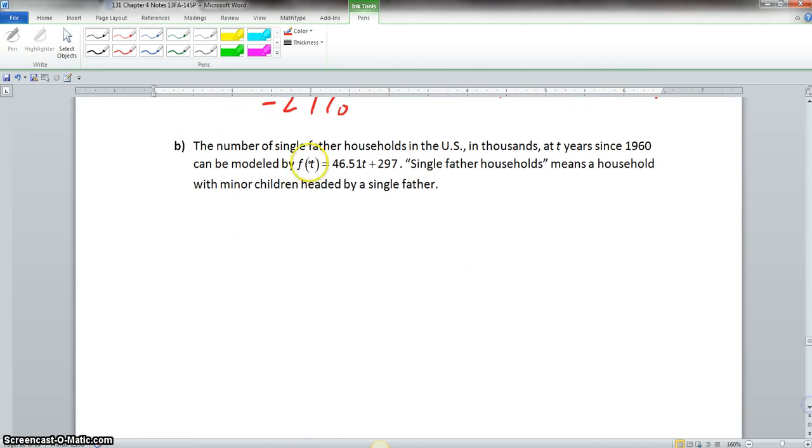It says the number of single father households in the U.S. in thousands at T years since 1960 can be modeled by F of T is equal to 46.51 T plus 297. Single father households means a household with minor children headed by a single father. Now we look here. What type of equation is that? Of course, that is set up in y equals mx plus b. So we know that this is linear.